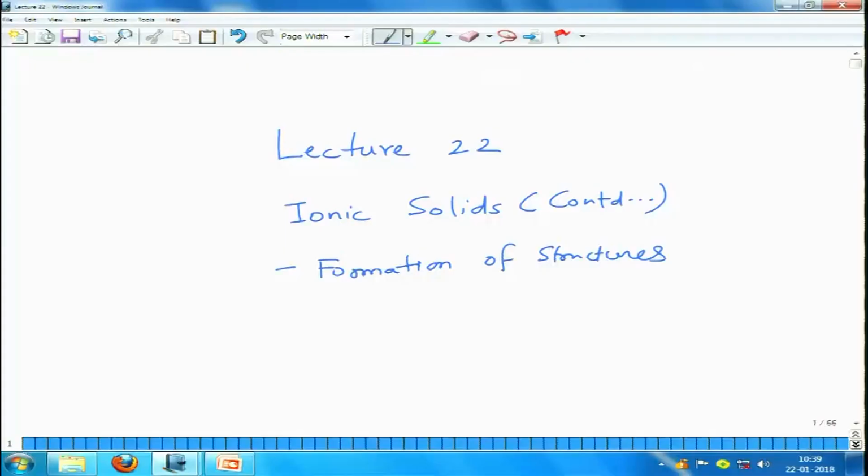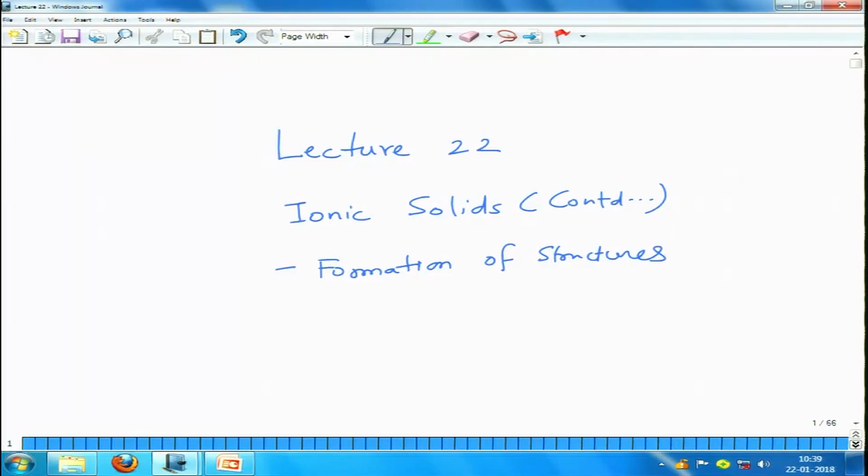So, in the previous lecture we discussed the guidelines which we follow to build structures of ionic solids, and those guidelines were basically based on that anions and cations should touch each other, anions don't touch anions and cations don't touch cations, and there should be maximum possible coordination of anions and cations to minimize the electrostatic energy.